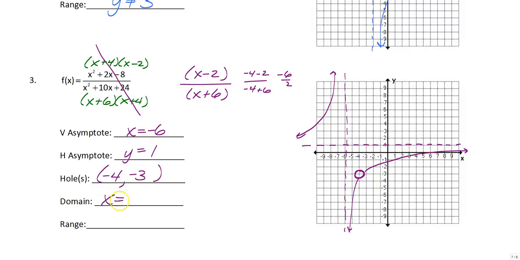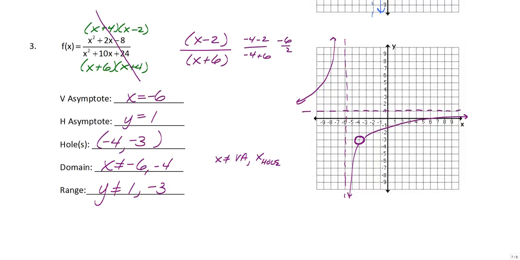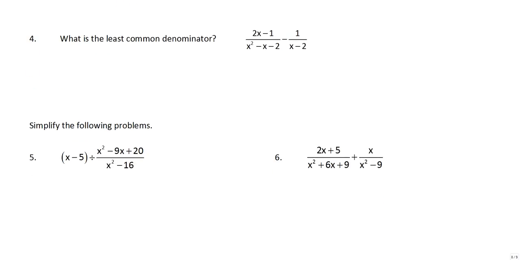Now your domain is x cannot equal the -6 or the -4. It is x cannot equal any vertical asymptote or x-coordinate of the hole. And same with the range. Y cannot equal any horizontal asymptote or y-coordinate of the hole. Okay? So that's graphing. Let's go talk about some other stuff.